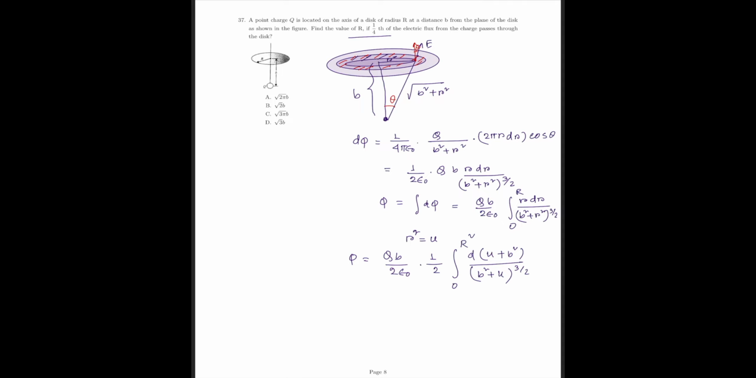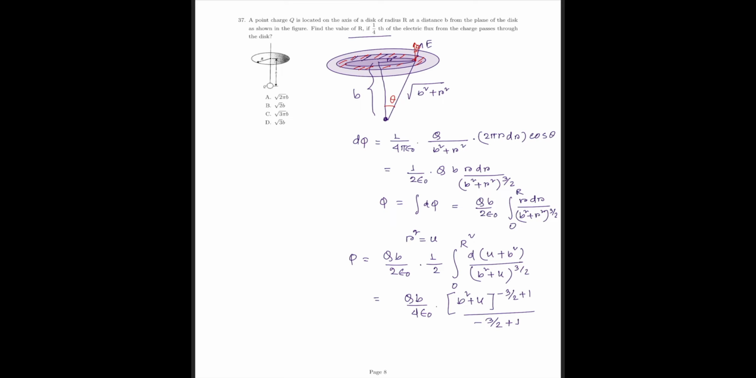And that would be qb by 4 epsilon, and then this should be b square plus u whole to the minus 3 half plus 1 over minus 3 half plus 1. So that would be the total flux.